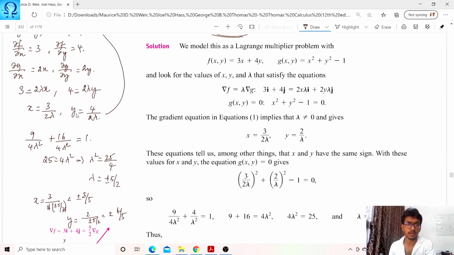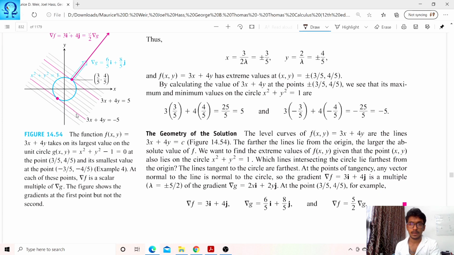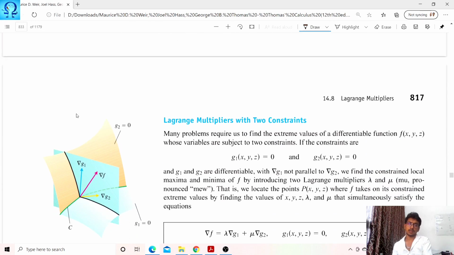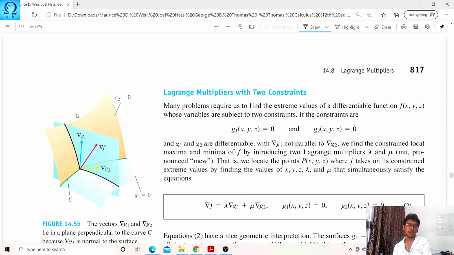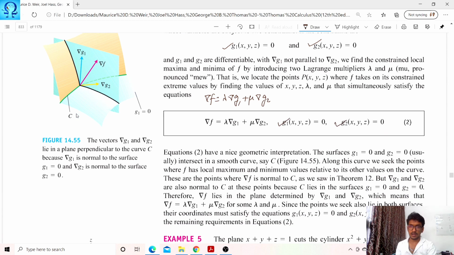Now if you substitute your x and y values into 3x plus 4y, you can very well see that plus 5 is the maximum value and minus 5 is the minimum value. And if you have two constraints, what should be done? Instead of equating del f to lambda times del g, you take the first function as g1 and the second function as g2. This is del f equals lambda del g1 plus mu times del g2, and you will have these two constraint equations. With the help of all these, you will have to find the values of x, y, z, lambda and mu.